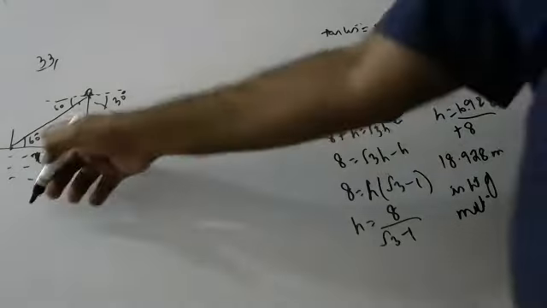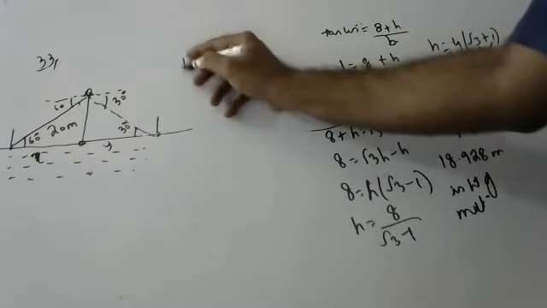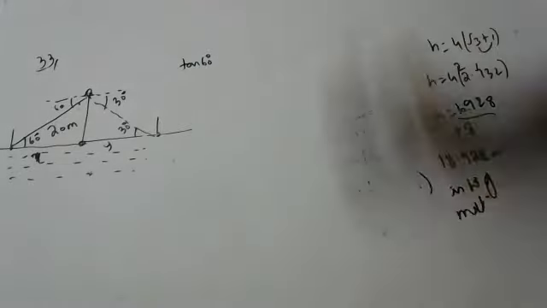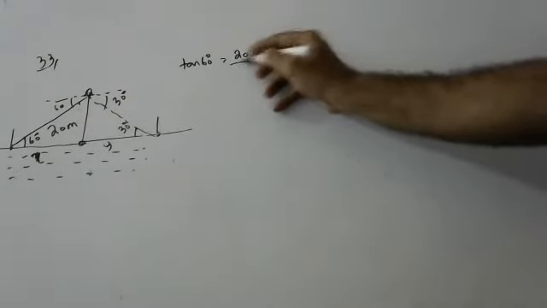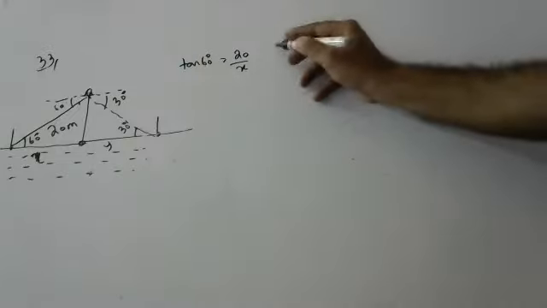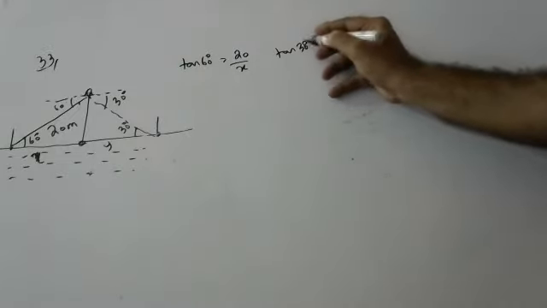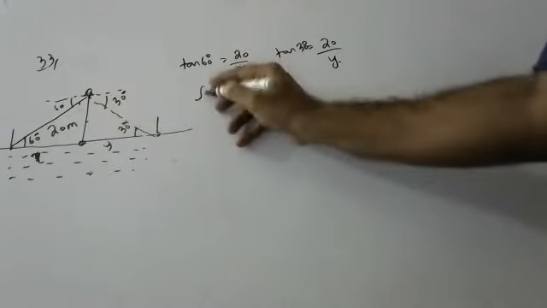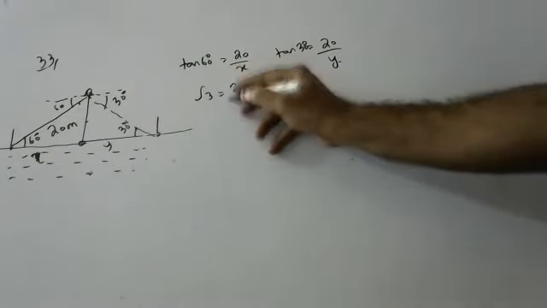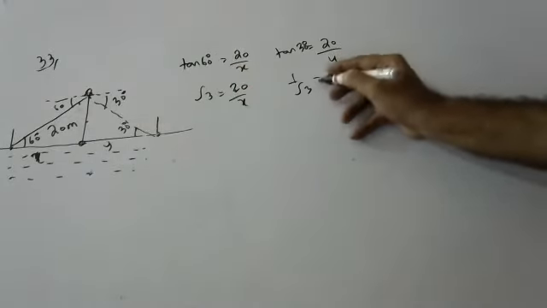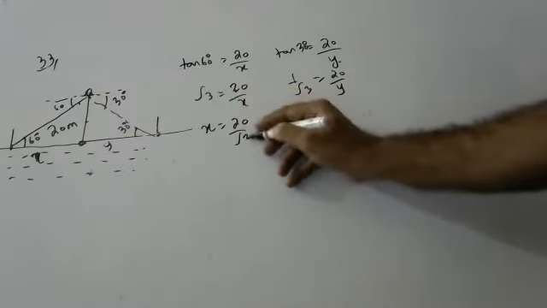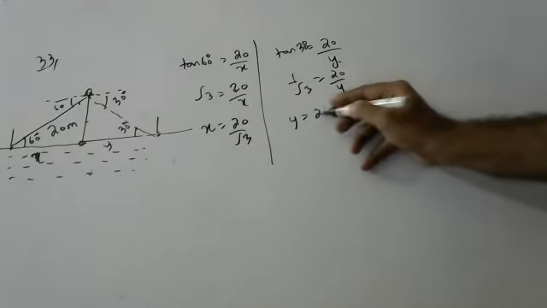Okay. Here tan 60 is there, tan 30 is there. Can you tell tan 60 is how much, tan 30 is how much? Sir, tan 60 is equal to h by x. Tan 30 is how much? 20 by y. Root 3 is equal to 20 by x. 1 by root 3 is equal to 20 by y. x is equal to 20 by root 3. y is equal to 20 root 3.